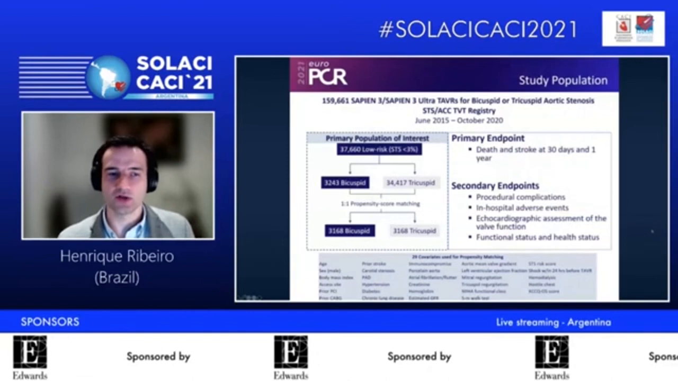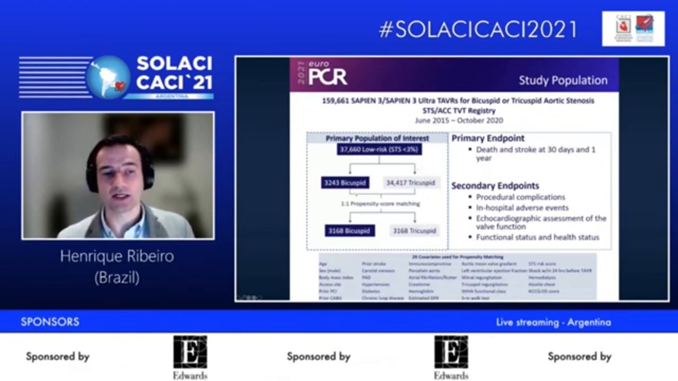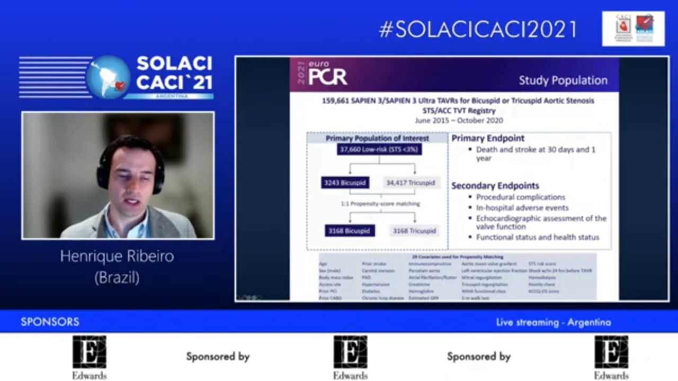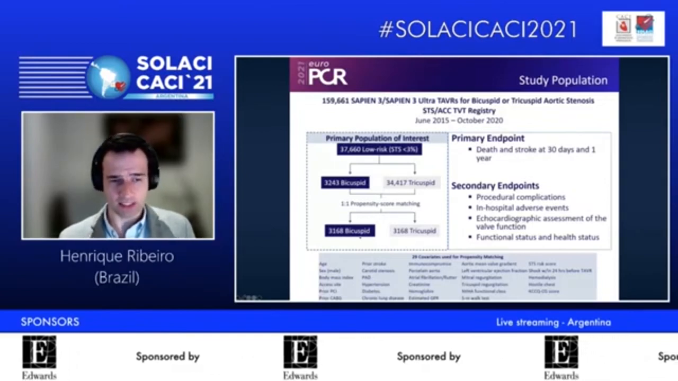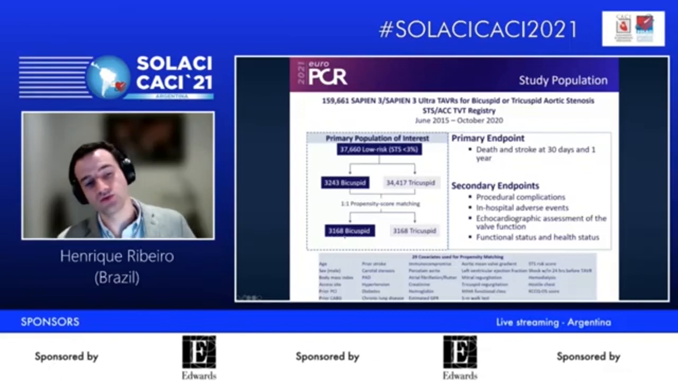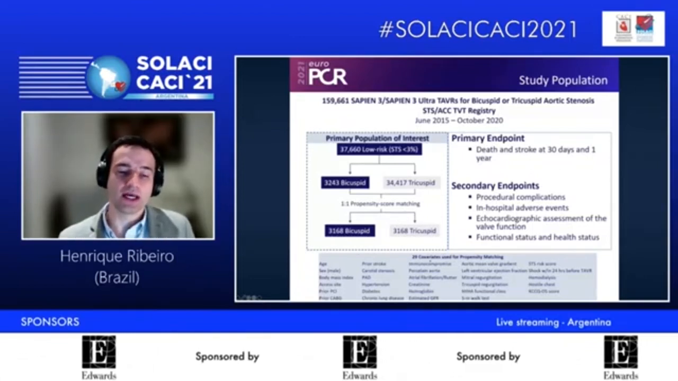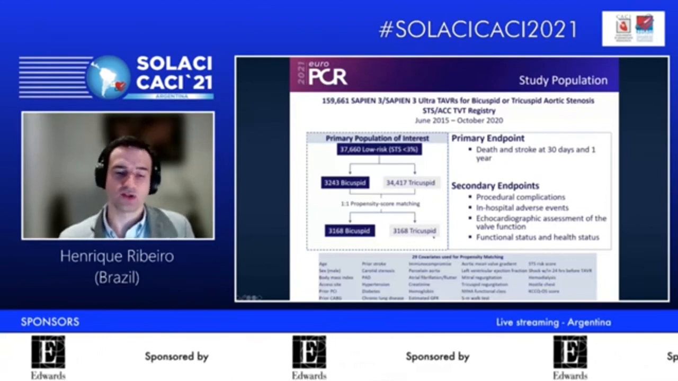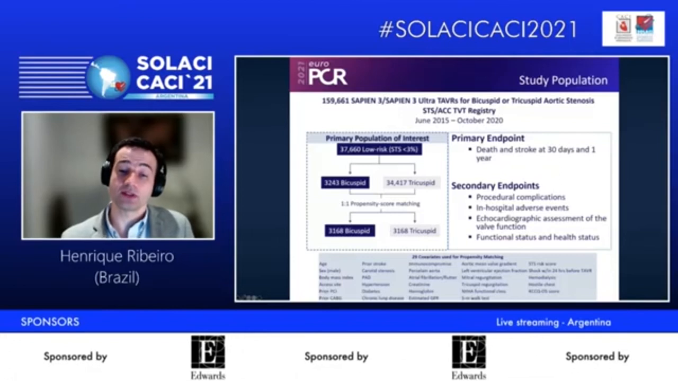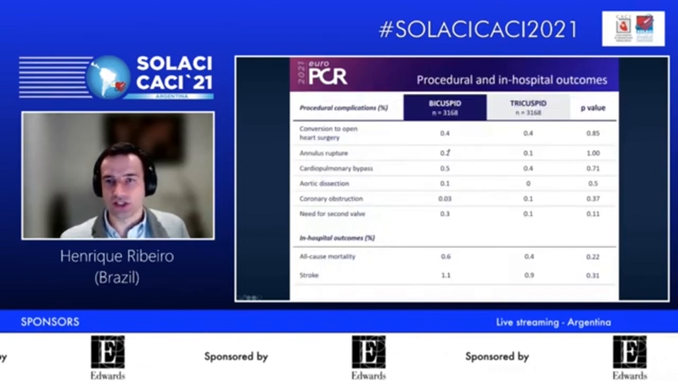More recently, just presented during EuroPCR, the same authors presented a very interesting study of bicuspid only in those patients with an STS less than 3%, meaning a very low risk population with a bicuspid. And even though this has been introduced in the guidelines recently, there were 3,100 patients at low risk with a bicuspid that were again compared, using 29 covariates and propensity score matching, with a tricuspid valve. The primary endpoint was death and stroke at 30 days and 1 year, and very important secondary endpoints were also evaluated.